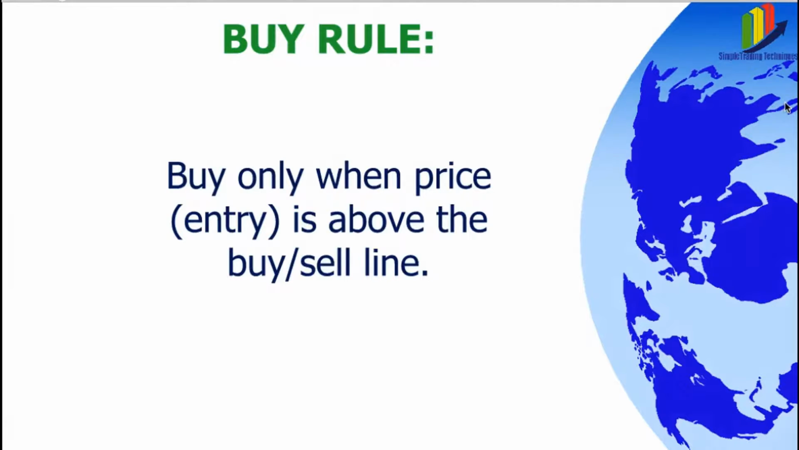So let's look at the rules. When it comes down to trading, you want to make it simple. That's why I named my company Simple Trading Techniques, because what we focus on is making trading simple. We use rules, and that will aid us in making it simple. The buy rule for applying the buy sell line is to buy only when price is above the buy sell line, and only when price is above the buy sell line.